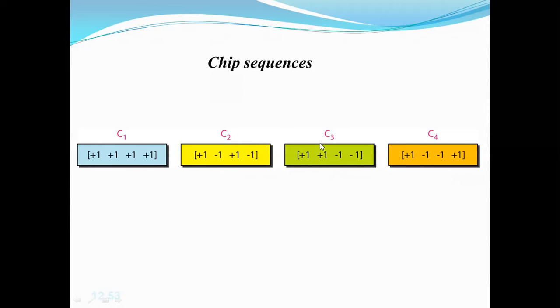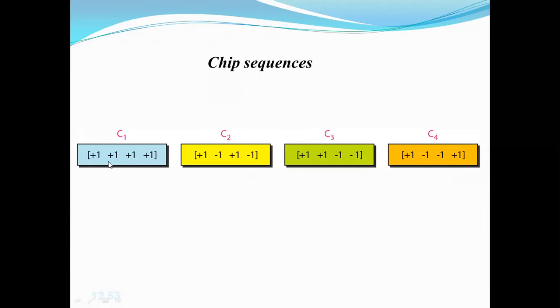Suppose zero comes in the sequence, that means the particular station is not sending any data, right? That is what it means here. Now, this is about the chips. Now, some of the properties of a sequence. We have discussed the sequence here, right? This is a sequence: plus one, plus one, plus one, plus one. This is one of the sequences.